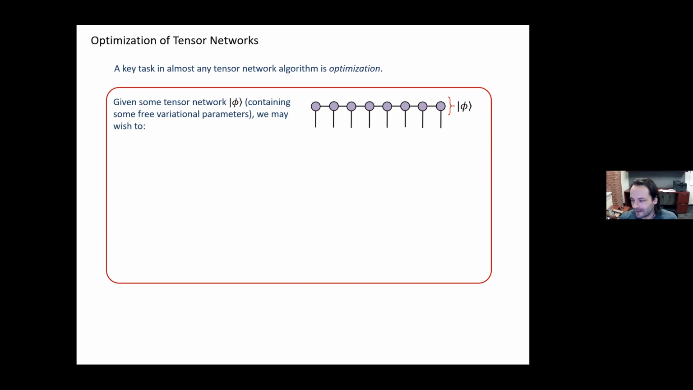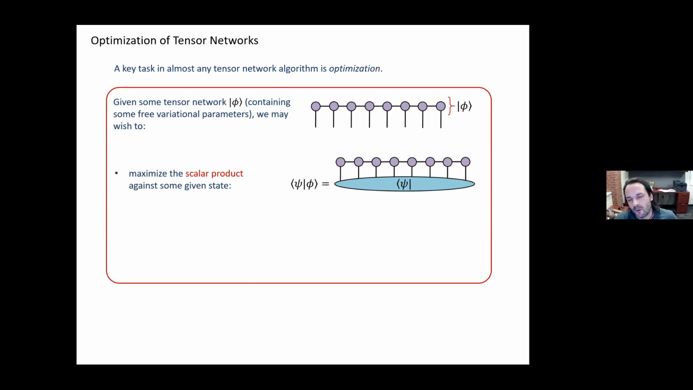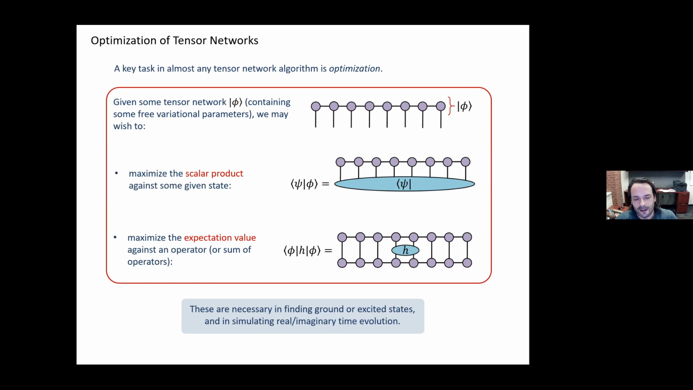So a key task in almost any tensor network algorithm is optimization. We're given some tensor network, and we have some variational parameters in this network. We may want to, for instance, optimize the variational parameters so as to maximize the scalar product against some other wave function we have. We may want to maximize or minimize an expectation value with respect to an operator or a sum of operators. And essentially, most of our field is coming up with better ways to do these two operations and different ways of stringing these types of operations together. So regardless of whether you're finding ground or excited states or doing real or imaginary time evolutions, you're doing some combination of these optimizations in general.